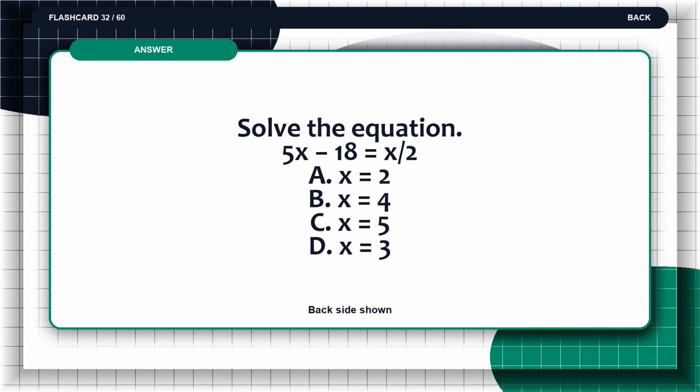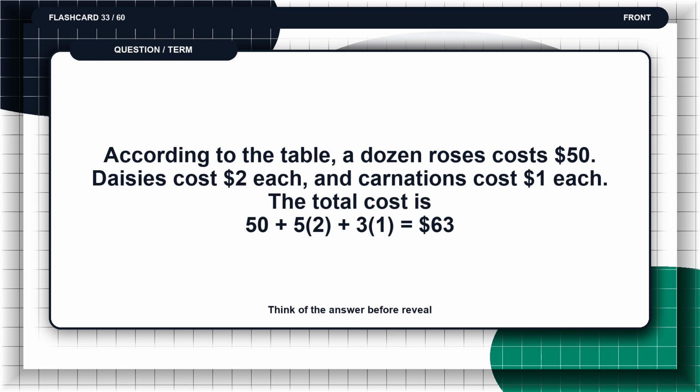The answer is: solve the equation 5x minus 18 equals x over 2. A: x equals 2. B: x equals 4. C: x equals 5. D: x equals 3. Flashcard 33. According to the table, a dozen roses costs $50.